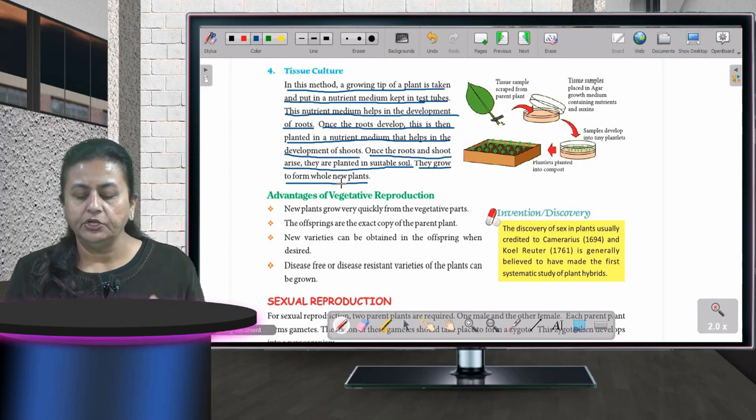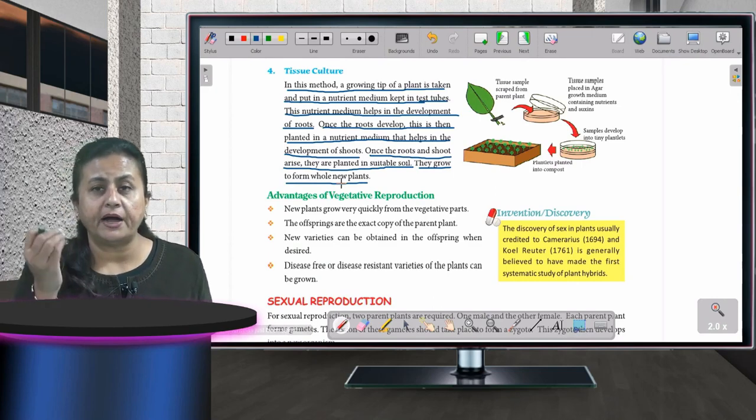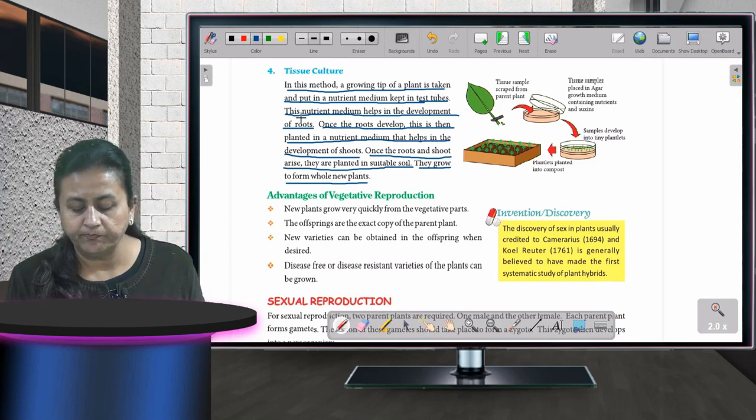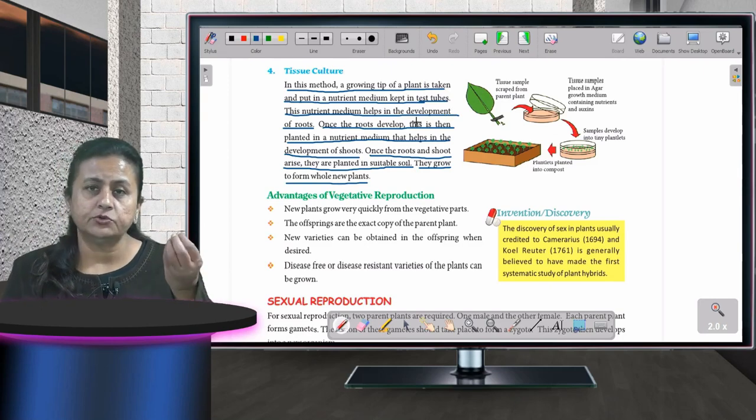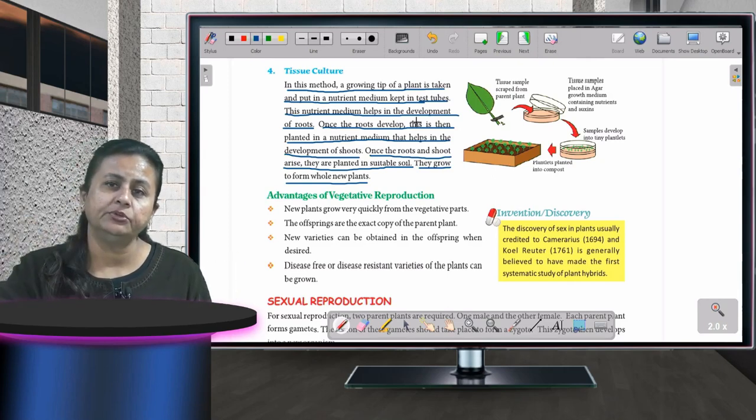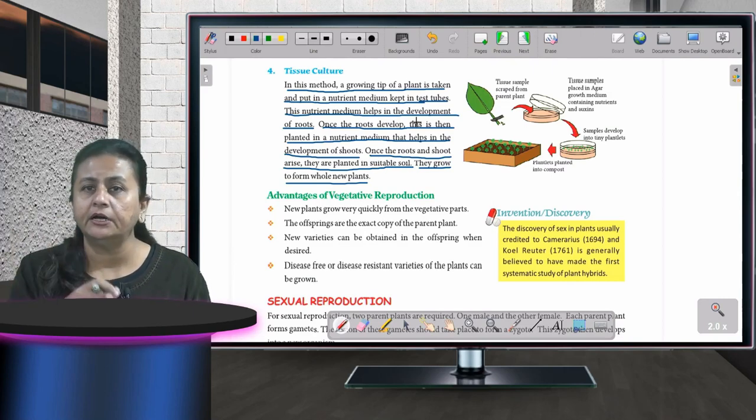What will happen? You will take a growing tip, the part of a plant which is in growing form, and put it in a nutrient medium. You can put it in a test tube. This nutrient medium helps in the development of roots. First the root will develop, and after some time the shoot will start developing. Once the root and shoot are there, you can plant that plant into the soil. Earlier it was in the test tube.